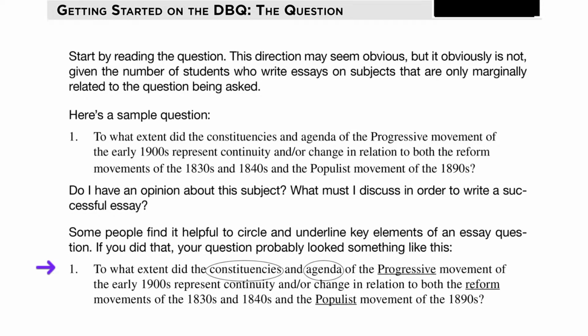So for instance, when I see the populist movement, I'm thinking William Jennings Bryan. So I would write that on my scratch paper. I might also think of the Cross of Gold speech. Oh yeah, what the populists really wanted was the silver standard, but they wanted a whole lot of other things too that might be more relevant to the progressives or the reform movements of the 1830s. For instance, they wanted a few more rights for workers and things of that nature.